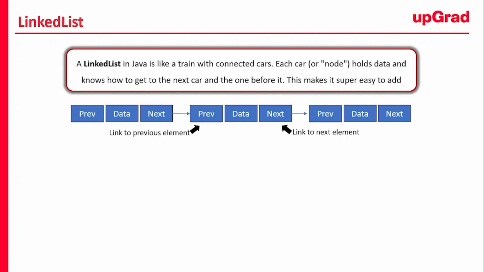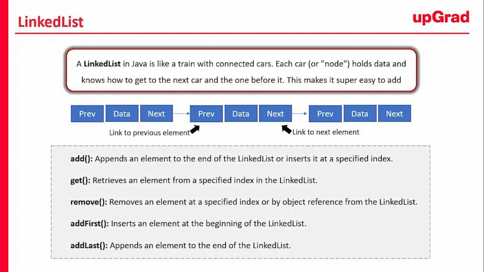Now, if you want to use the functionalities of LinkedList, these are the methods you can see on the screen: add, get, remove, addFirst, addLast. As we know, add and get are common with the previous one, and remove is the new one, so we'll discuss that. The remove method will remove an element at a specified index. If you mention the index of the element that you want to remove and use this function, it will remove it. Similarly, addFirst inserts an element at the beginning of the linked list. addLast, as the name depicts, appends an element to the end of the linked list.